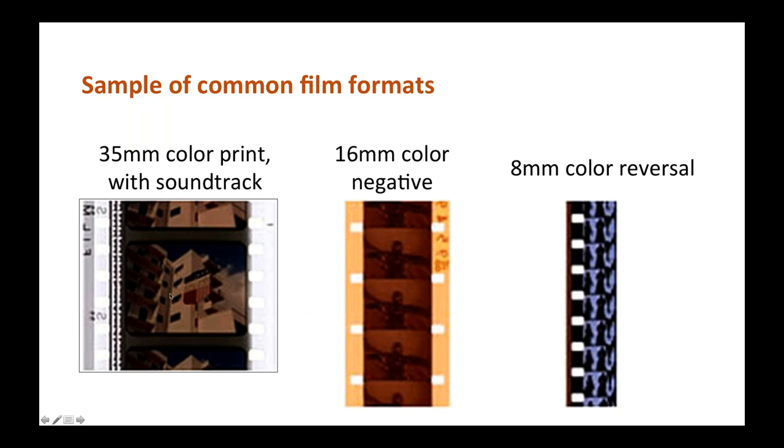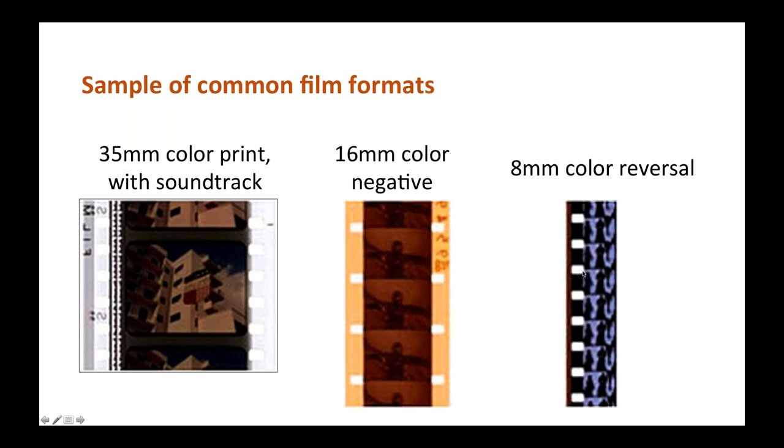Now, if you aren't confident that you can identify the film based on your fingers, one other indicator is that there are four perforation holes per frame of the image for 35 millimeter. And as you can see, 16 and 8 millimeter just have the one.